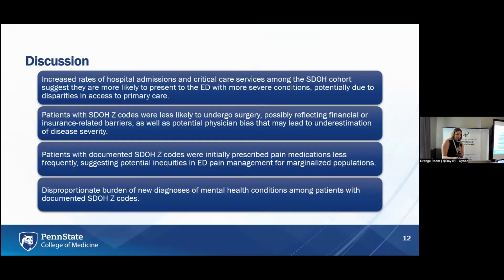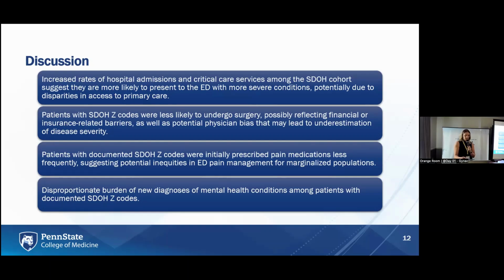Our results showing increased repeat ED visits and hospitalizations, as well as increased requirement for critical care services in patients with documented Z codes, are consistent with prior studies highlighting disparities in healthcare access and usage among socioeconomically disadvantaged groups. Patients facing challenges such as lack of health insurance, unstable housing and transportation, inadequate health literacy, and lower social support have more difficulty maintaining follow-up care, which increases the likelihood of returning to the ED.